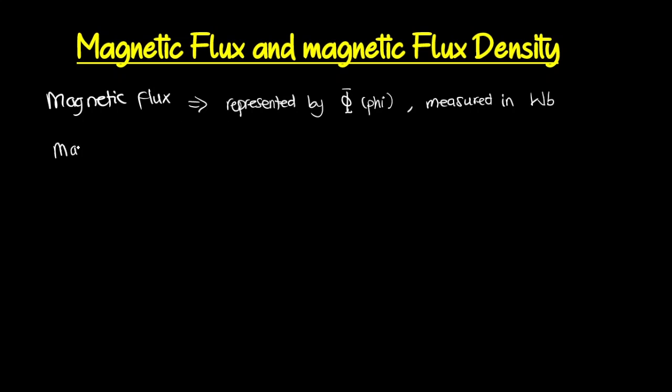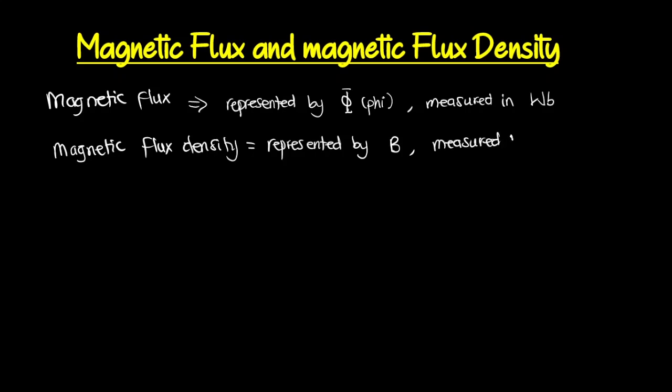Now when we talk about magnetic flux density, we are talking about the amount of flux in a particular area. So the magnetic flux density is the amount of flux passing through a defined area that is perpendicular to the direction of the flux. It is represented by B, capital B, then it is measured in Tesla, or Weber per meter square.